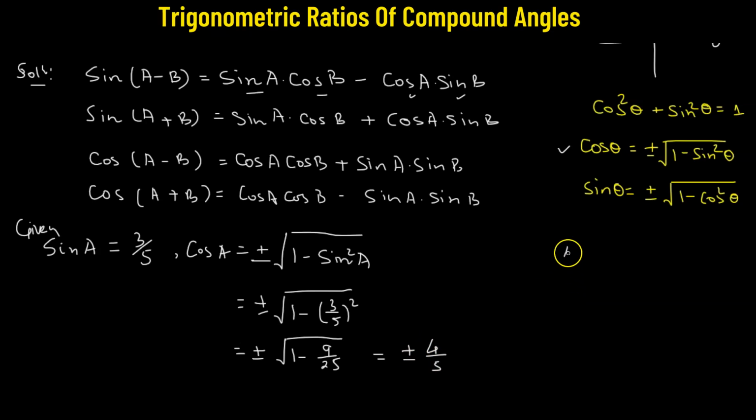So it's already given in the problem that the angle A lies between 0 and pi over 2. So that means A lies in the first quadrant. Now, what is the value of our cosine function in the first quadrant?